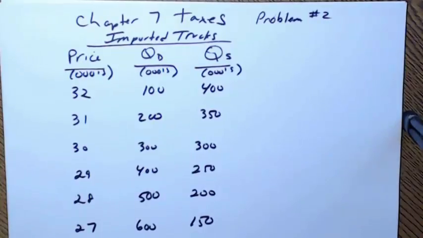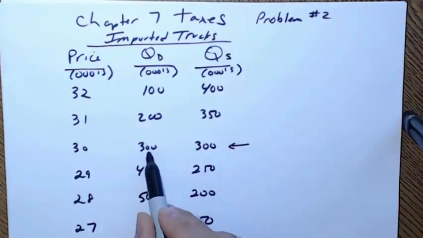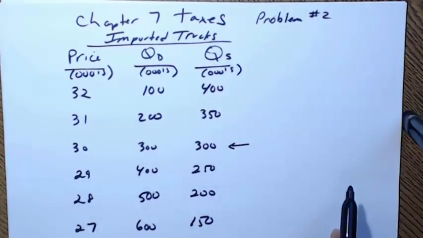And the first question, like we always ask, so we make sure we're all starting in the same place, is: in the absence of government interference, where's the equilibrium price? Where's the equilibrium price to start out? The equilibrium before the tax shows up right here, where we have supply equals demand at a price of 30,000. So that's where we're starting out.